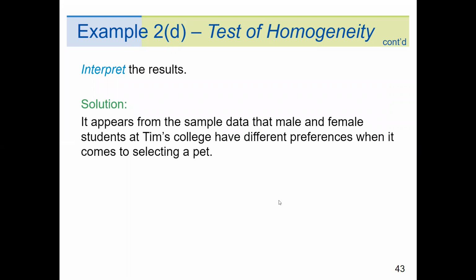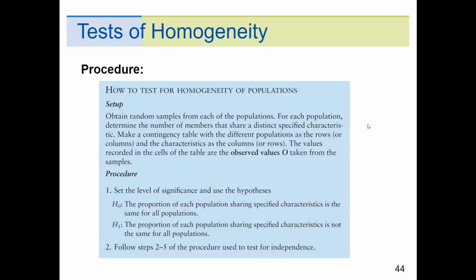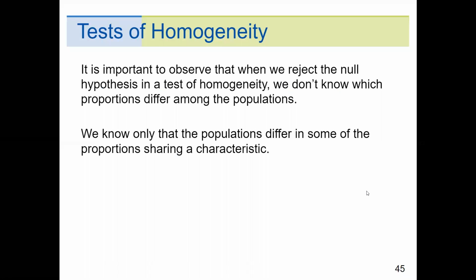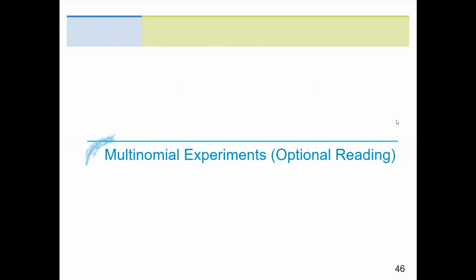Interpret the results. It appears from the sample data that male and female students at Tim's college have different preferences when it comes to selecting a pet. Go ahead and pause the video for your procedure. It is important to observe that when we reject the null hypothesis in a test of homogeneity, we don't know which proportions differ among the populations. We know only that the populations differ in some of the proportions sharing a characteristic.